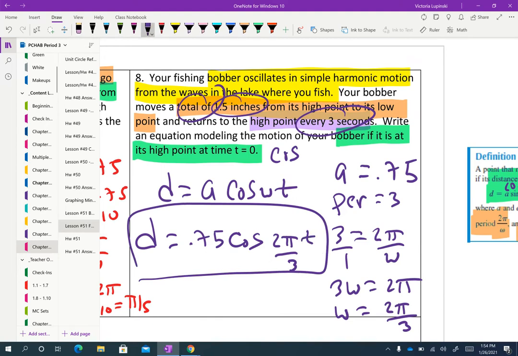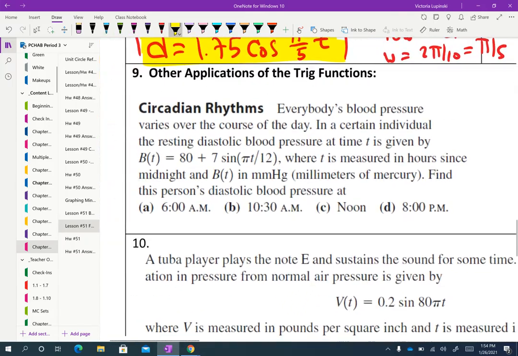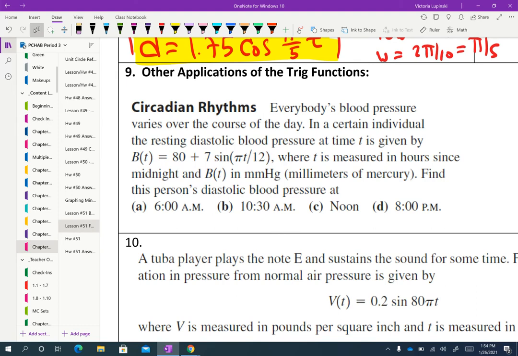Now, when it comes to problems that are not so simple, there is more work to be done, and there are limitations to how hard the problems are that I would ask you to actually find the equation from scratch. So an example of something that I would not ask you to find the equation from scratch, but just ask you to use it would be something like number 9. And notice that for the remaining questions, I'm calling this other applications of trig functions. So that means these are not following the simple harmonic motion formula necessarily. They might not, but we might have to add a little bit more to it.